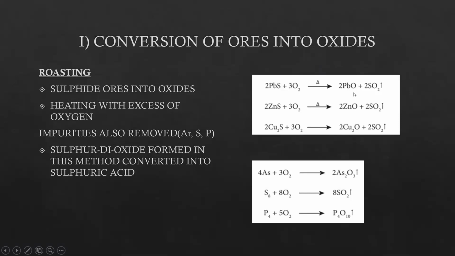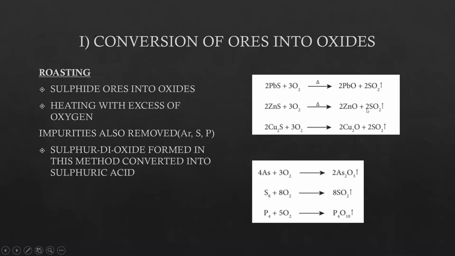From the oxide form, it is easy to remove that metal using the reduction method. The first example is lead sulfide. Lead sulfide, we are heating with oxygen, to get lead oxide and SO2, sulfur dioxide. The second example is zinc sulfide, which reacts with oxygen to give zinc oxide and sulfur dioxide. The next example is cupric sulfide, which reacts with oxygen to give cupric oxide and SO2, sulfur dioxide.